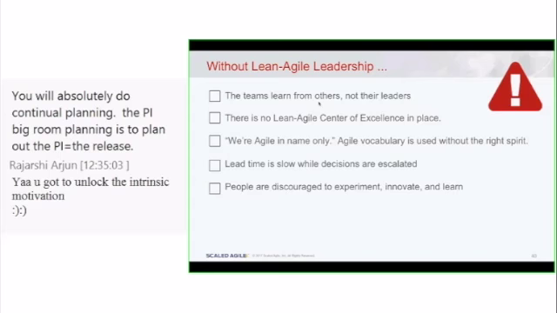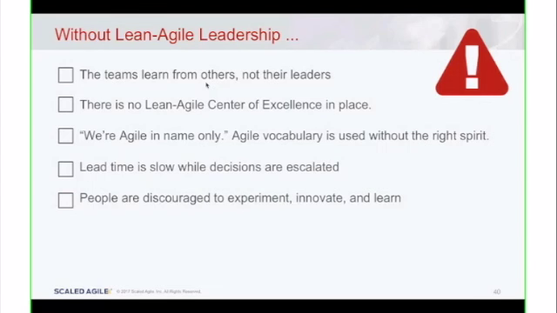So for one thing, I've never seen a large-scale Agile implementation succeed without a Lean Agile Center of Excellence. So what is this team? The acronym is called LACE. The LACE team is a group of leaders, managers and leaders, whose highest priority is rolling out this scaled agile implementation, right? So they're looking at implementing, what kind of training do we need? What kind of tools do we need, right?